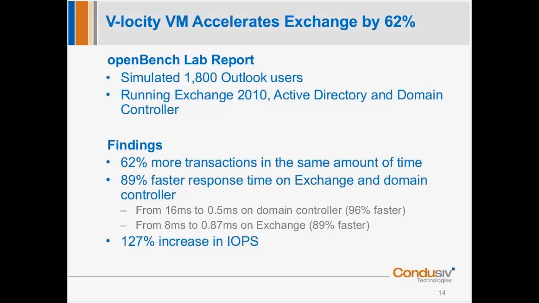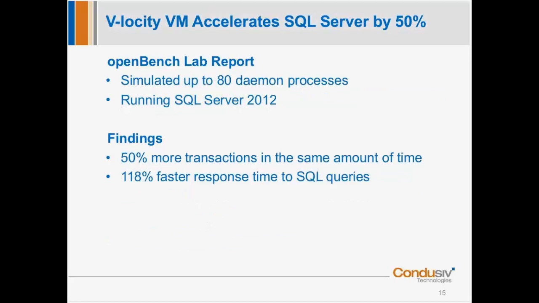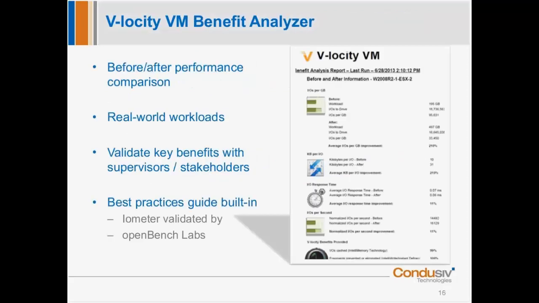Now, for Velocity VM, they also tested it with SQL Server, with OpenBench running 80 daemon processes on SQL Server 2010. They found that they could increase transactions by 50% in the same amount of time, while at the same time improving their response time by 118%. And in addition, Nick, those reports are available on our website, so if you'd like to take a look at them in some more detail, please feel free to download those.